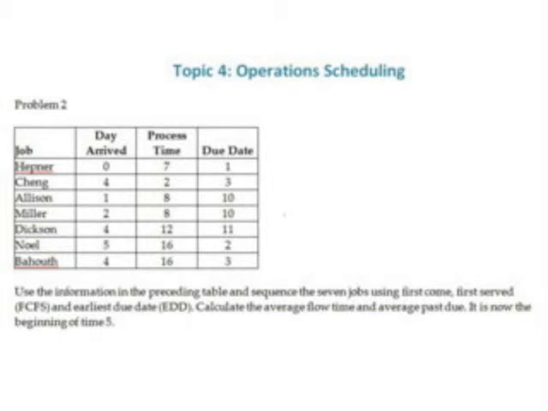In fact, I received many questions. I'm showing you problem number 2. As you can see, something different that you found in this problem is the last sentence. It says, it is now the beginning of time 5. This created some problems for some of you, how to interpret this sentence, that right now it's the beginning of time 5. As you can see in the table, we have the day each job arrived.